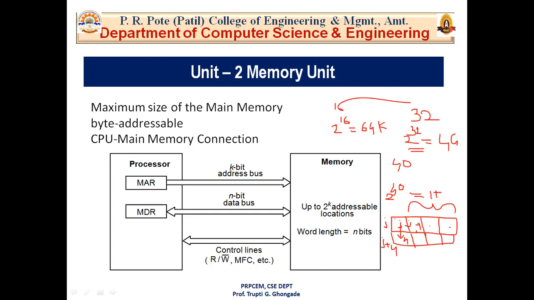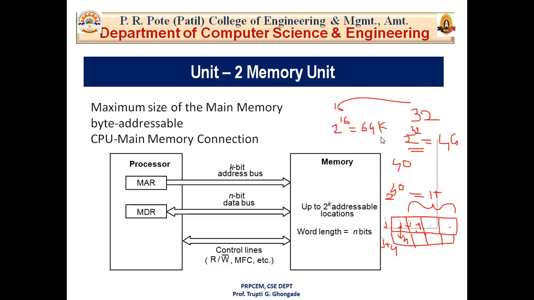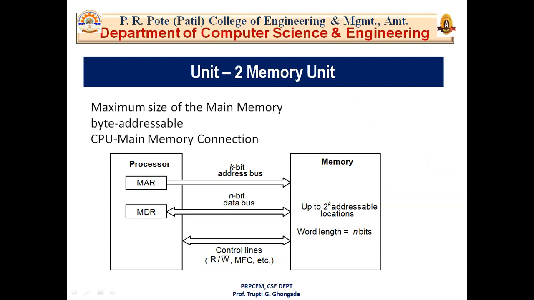Now look at the diagram. Let me erase it. Now this is your memory unit and this is your processor. Data transfer between memory and processor takes place through the use of 2 processor registers, that means the MAR register and MDR register. MAR means memory address register and MDR means memory data register.